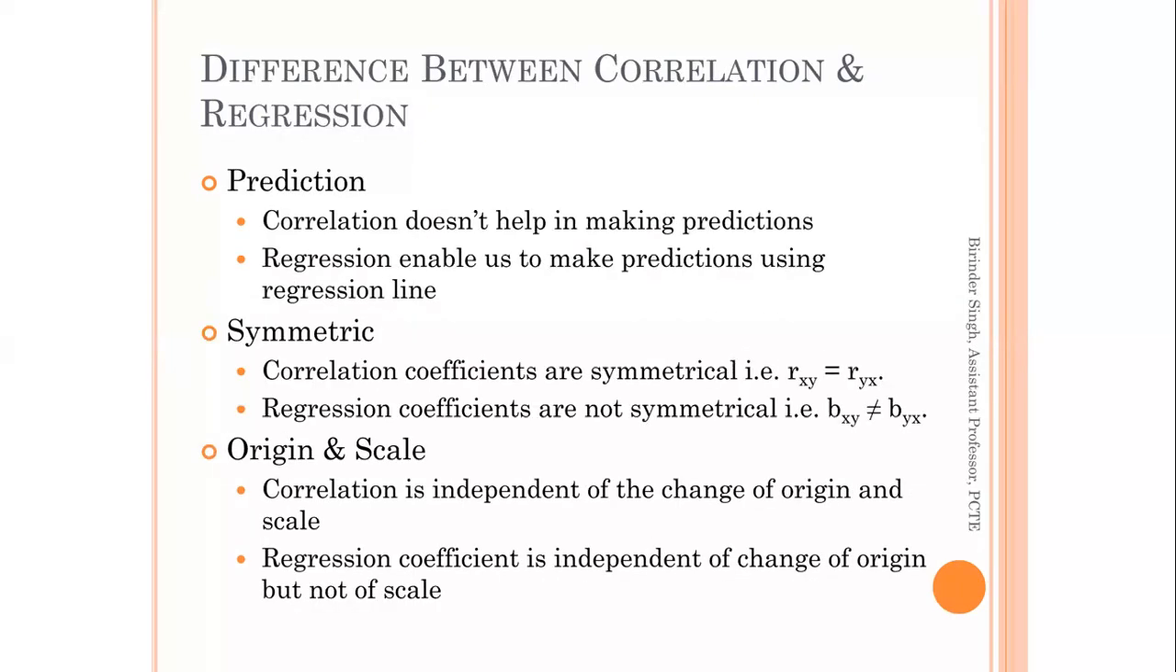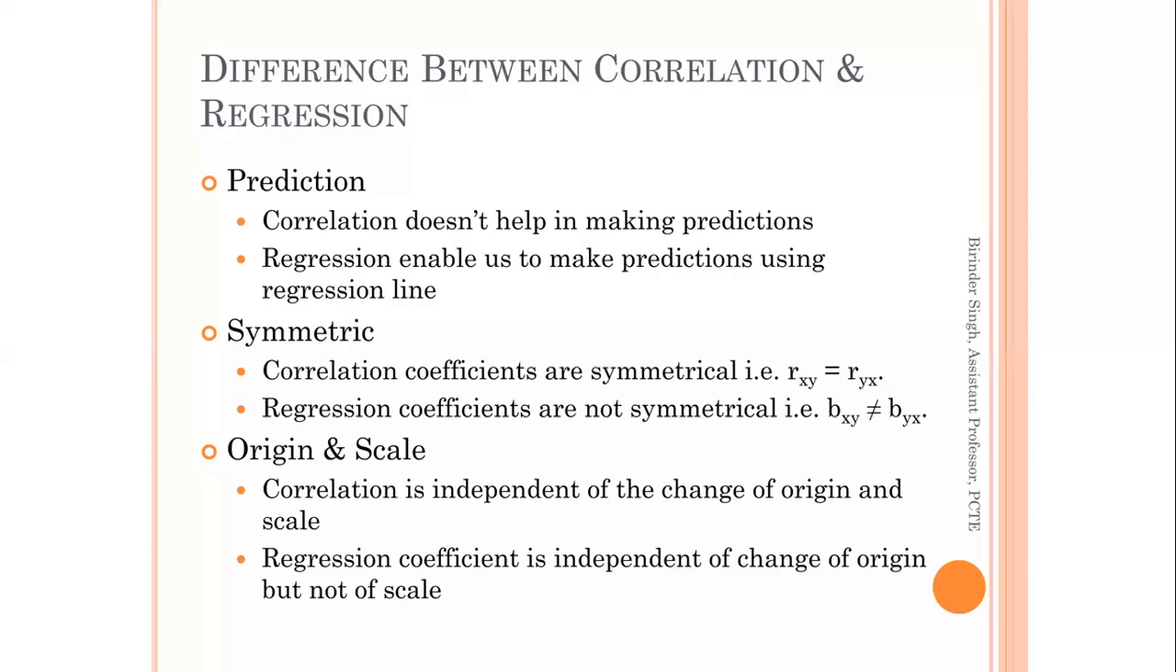When it comes to prediction, correlation does not help in making predictions because it merely establishes the relationship. So prediction is not possible in correlation. In case of regression, it enables us to make predictions using what is known as the regression line. It is similar to the linear equation we studied in high school, that is y equals mx plus c. We'll try to find out the value of y based upon x by using this linear relationship. The same thing is done in regression analysis.